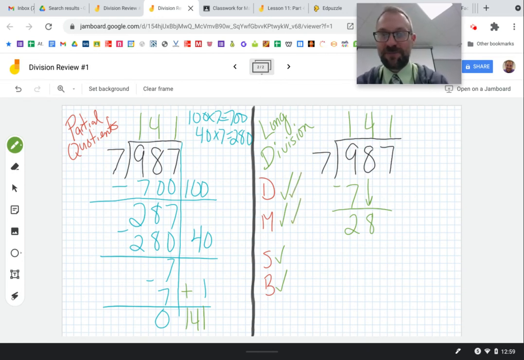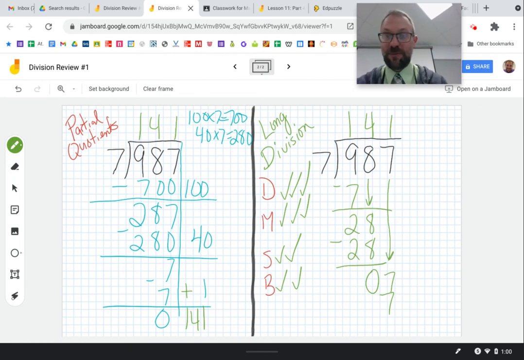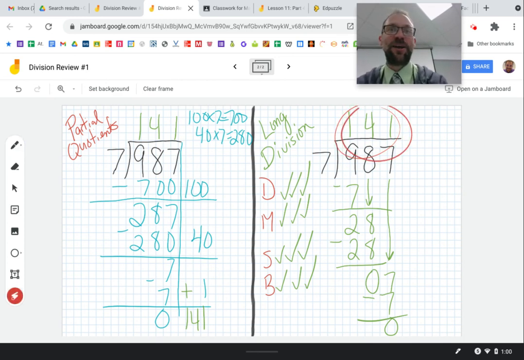4 times 7 is 28. That's my multiplication step. And then I'll subtract and get 28 minus 28. That's 0. And then I'll bring down my next digit. And that is 7. And I'll go back to the top and divide again. How many groups of 7 are there in 7? There's just one, and that's what's written down already. So one group of 7 is 7. That's division and multiplication. Subtract now and get no remainder. And there's nothing left to bring down. And I'll see that it did, in fact, work out that my quotient is 141 in both cases.